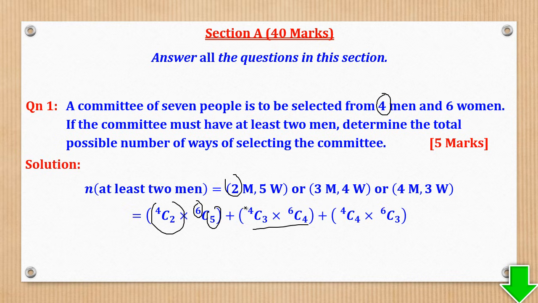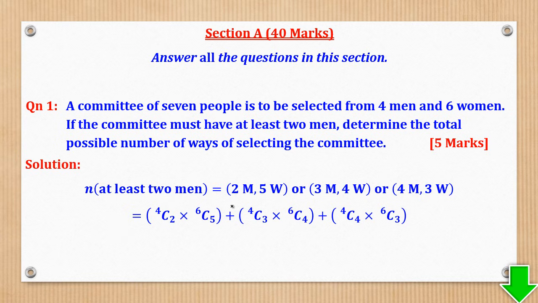Then for this line, sorry, out of the 4 total men, we need 3 men, which is here. And out of the total of 6 women, we need 4, which is here. Then this one, out of the 4 men, we need 4 men. And out of the 6 women, we shall need 3 women.